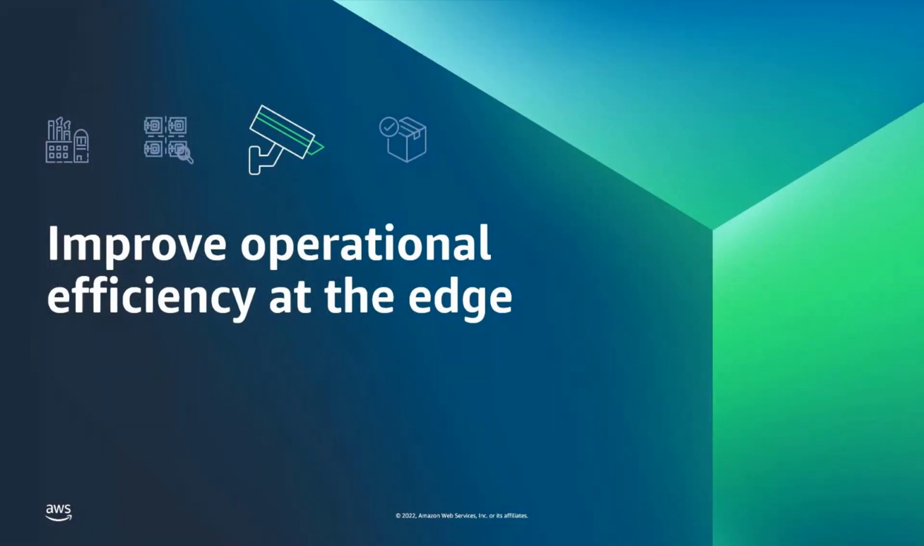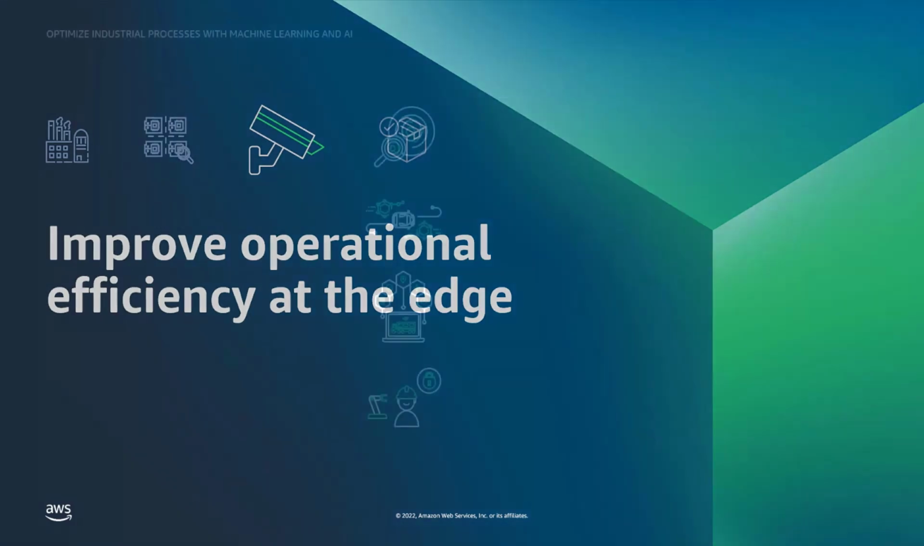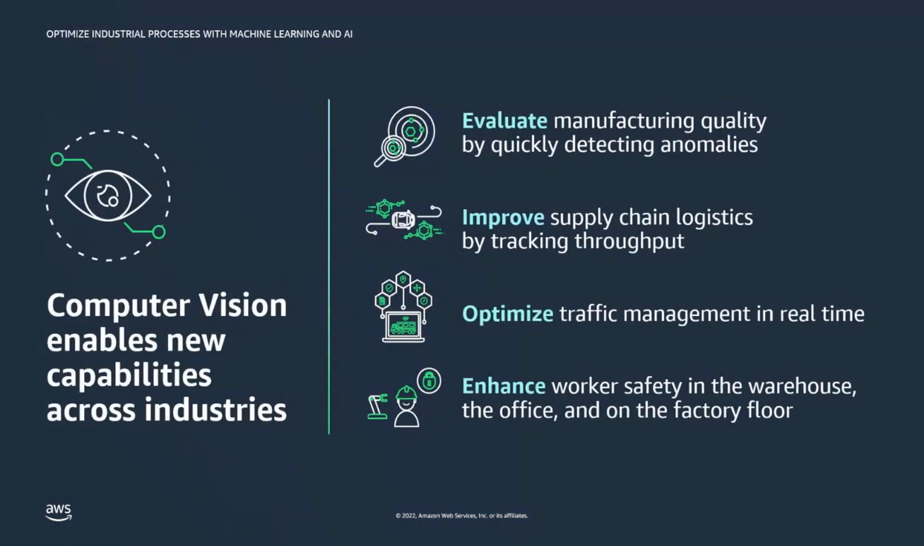All right, so let's jump into the next use case for computer vision powered by machine learning for the industrial space, which is improving operational efficiency at the edge. So we already spoke about one use case, which is evaluating manufacturing quality by quickly detecting anomalies. But there are many other areas where computer vision and machine learning can be applied in the industrial space to provide value as well.